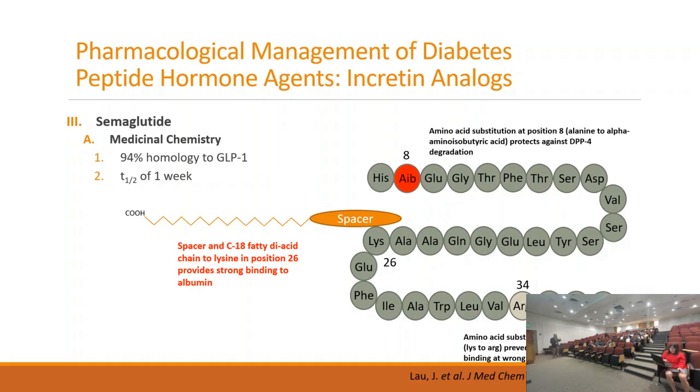All I really want you to know about this drug is it's got a very long half-life, it's resistant to DPP-4 metabolism, and the reason for the long half-life primarily is because of this fatty diacid chain that is attached to lysine at position 26 that allows it to complex with albumin and slowly unbind and leach off of albumin over time, okay?